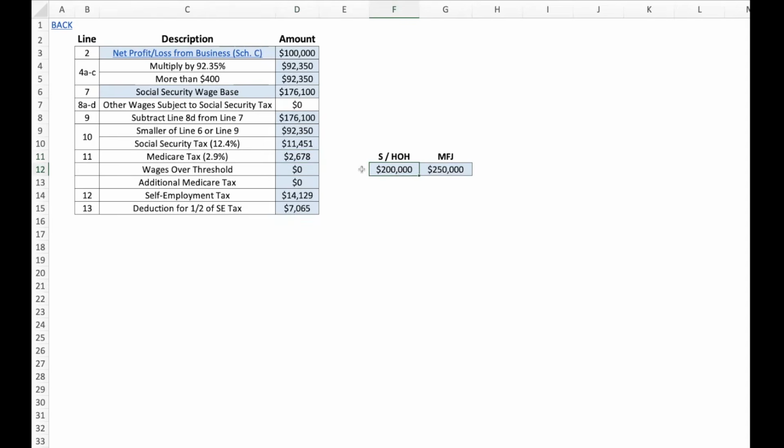In this case, Grace's net earnings are low enough that she is not subject to additional Medicare tax of 0.9%, based on her filing status. So her total self-employment tax is $14,129, and half of that will be deducted as an adjustment to income on Schedule 1, Part 2. As an owner of a pass-through business, Grace is also eligible for the Qualified Business Income (QBI) deduction. So let's go to that sheet next.